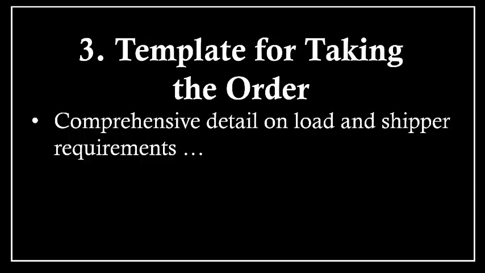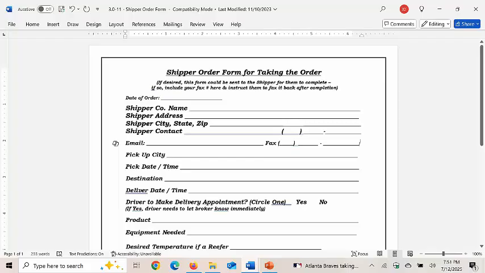Now, the handout is a template for taking the order from the shipper. Again, it's comprehensive. And this is where you'll learn what information you need to collect from each particular shipper. Let's take a look at the handout. Again, this is just the top portion here, but this is very comprehensive.